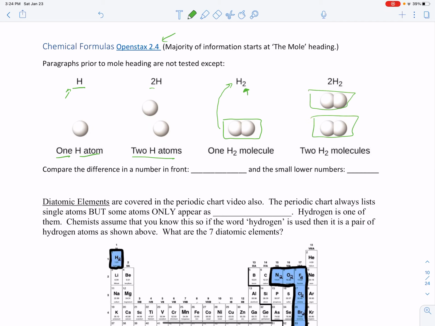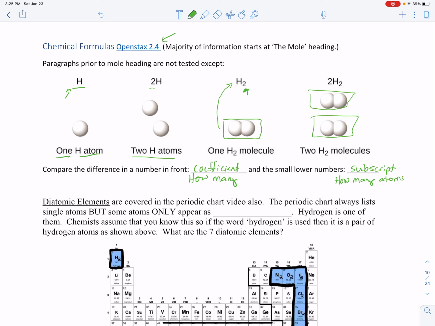So again, the front number, that's called the coefficient, and that tells us how many. And the smaller, lower numbers, we do use that word subscript. There's the subscripted numbers. And that tells us not only how many, but it tells us how many atoms.